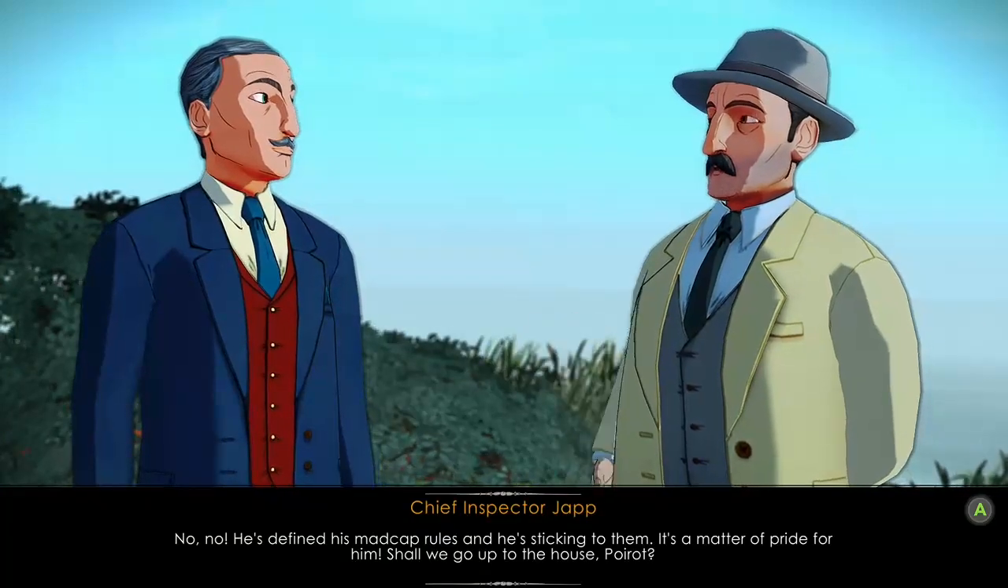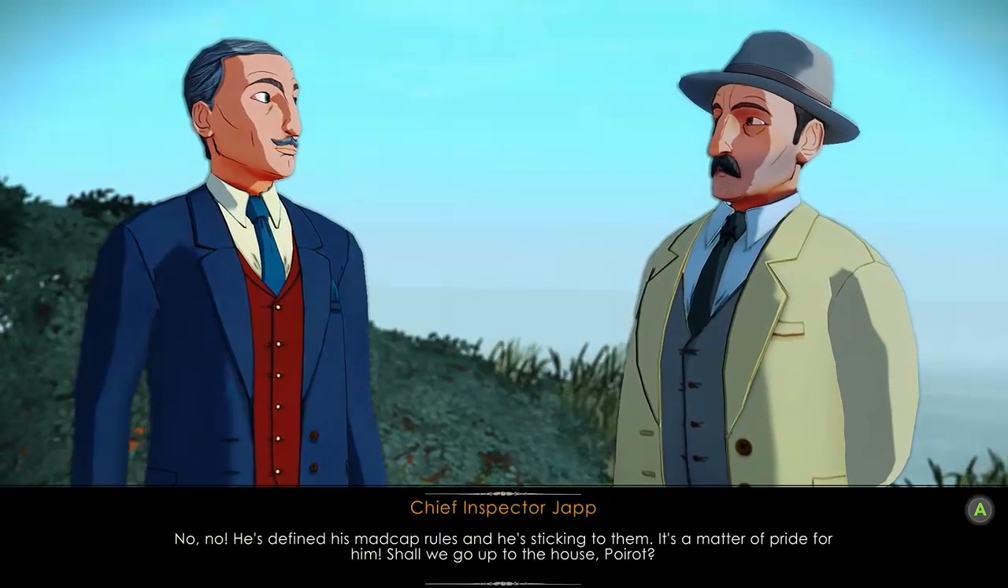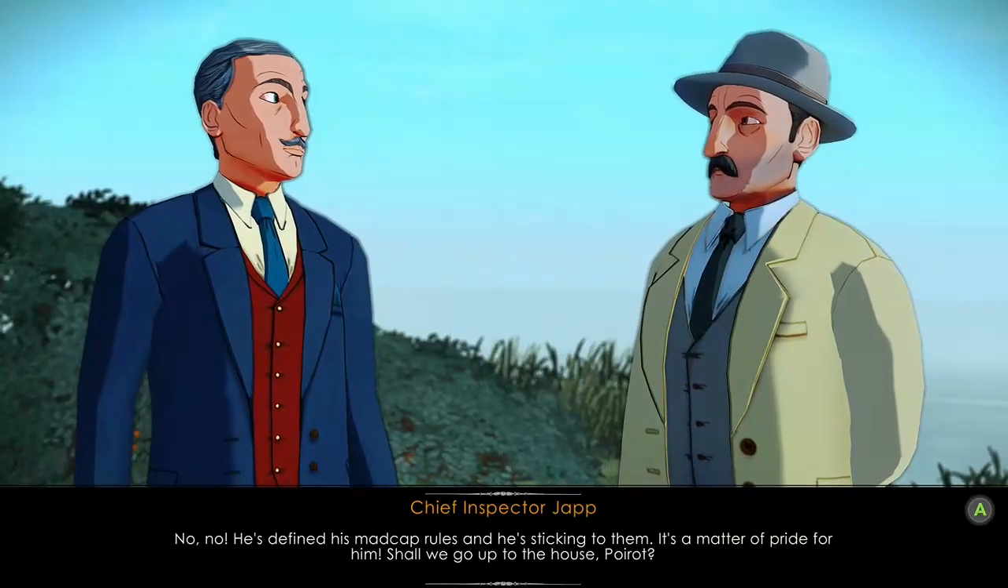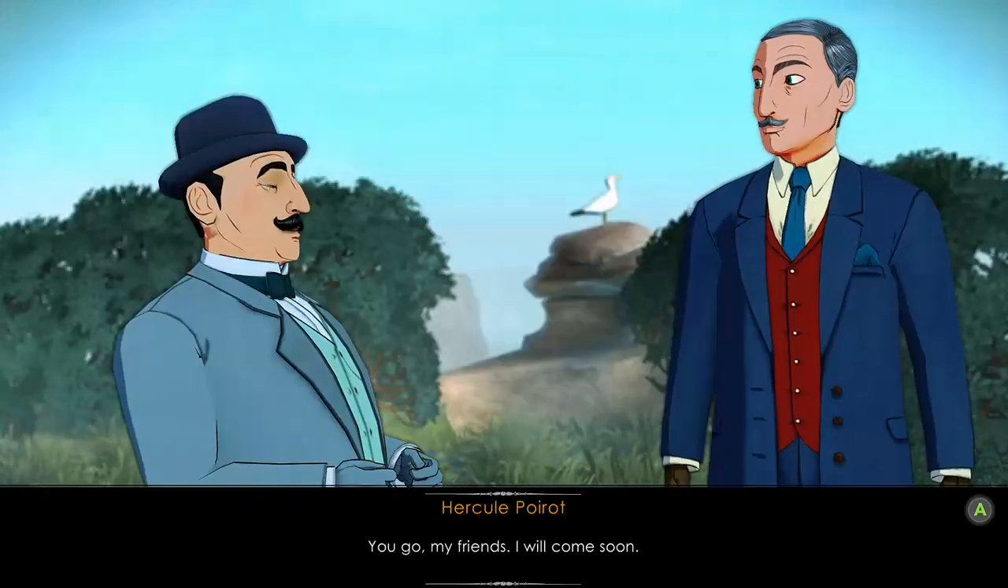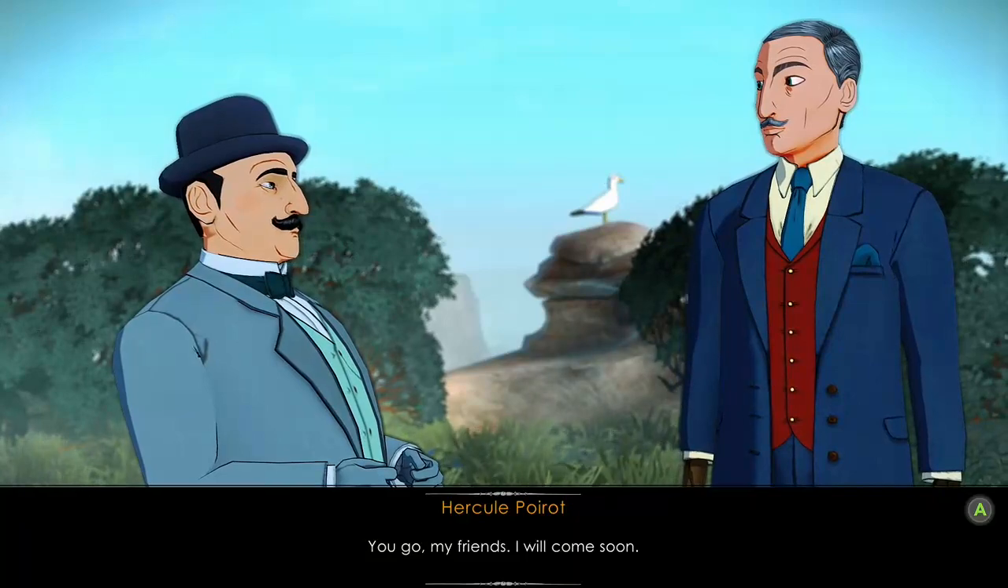No. He's defined his madcap rules and he's sticking to them. It's a matter of pride for him. Shall we go up to the house, Poirot? You go, my friends. I will investigate. I will come soon.